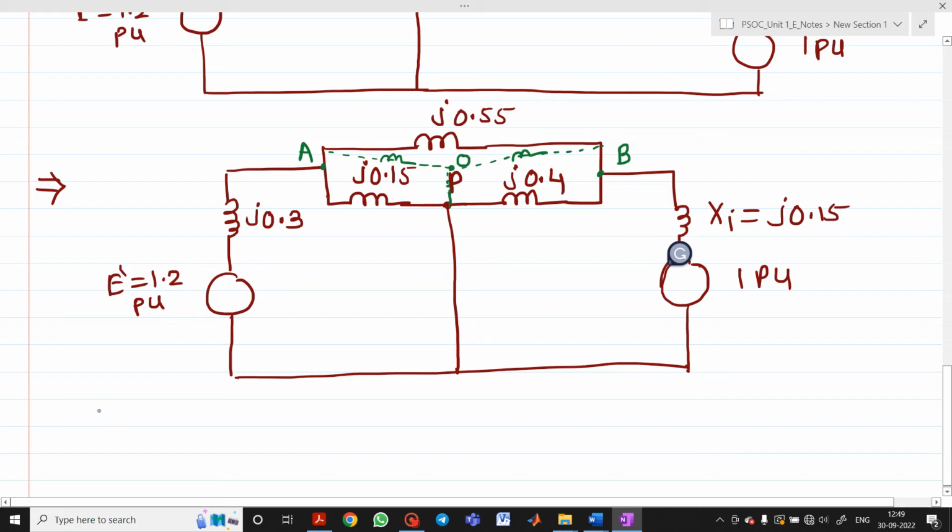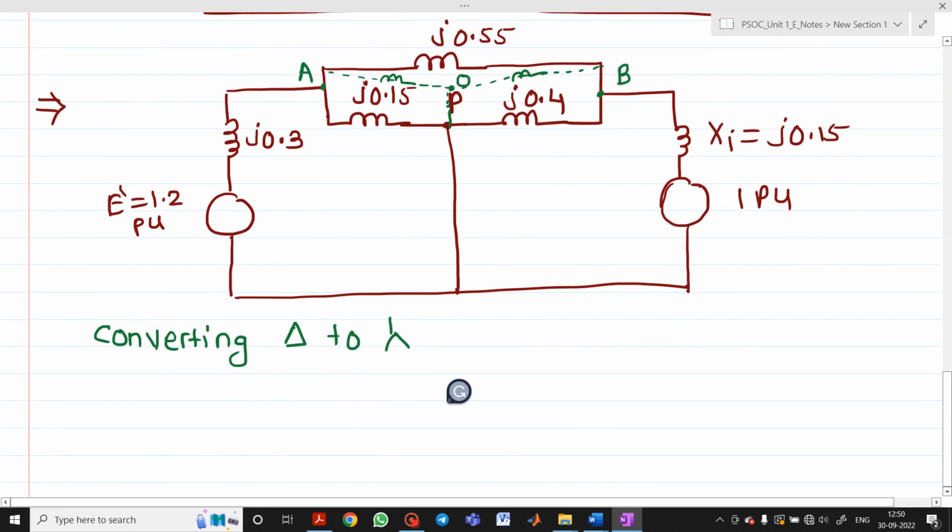So therefore, converting this total delta assembly, delta to star. What happens if we convert this delta to star? What you will get here is XOA. OA means this. So how to find XOA?